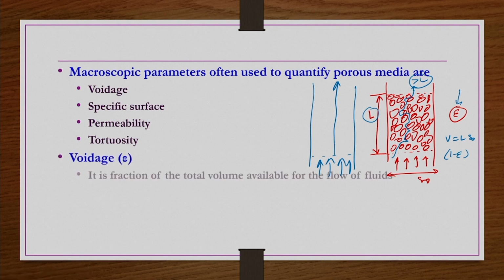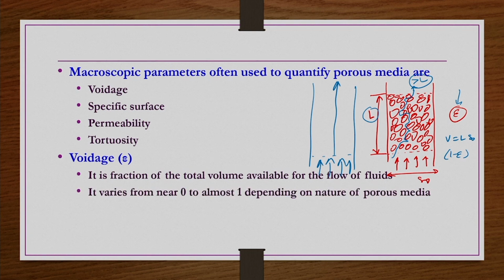So, voidage is epsilon, the fraction of the total volume available for the flow of fluids. It varies from nearly 0 to almost 1 depending on the nature of the porous media. If it is close to 1, that means the bed is very sparsely packed, and a lot of volume is available for the fluid to pass through. If it is close to 0, the bed is very compactly packed, and there is no or very little space available for the fluid element to pass through. Under such conditions, frictional pressure drop is going to be very high.